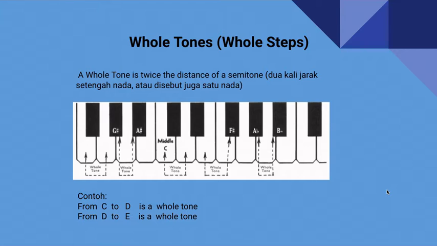Now after we learn what a semitone is, we learn about the whole tone or whole step. A whole tone is twice the distance of a semitone. So half and a half become one. If we see here, from C to D, it's half and a half, so it becomes a whole tone. And then D to E, half and half, becomes a whole tone.